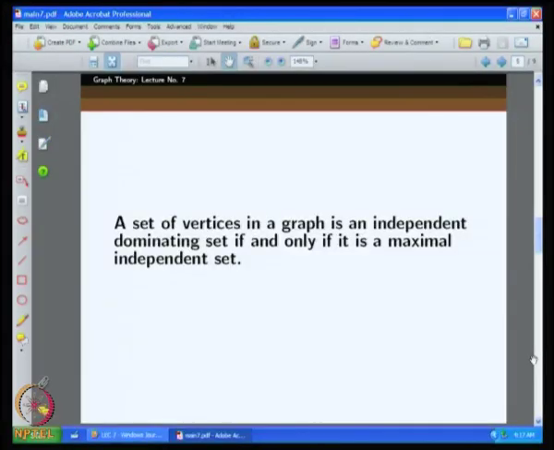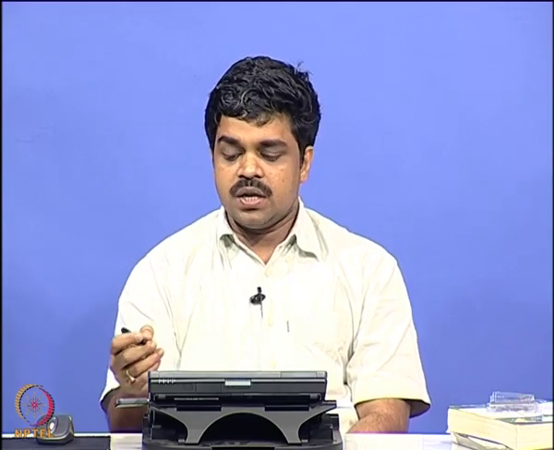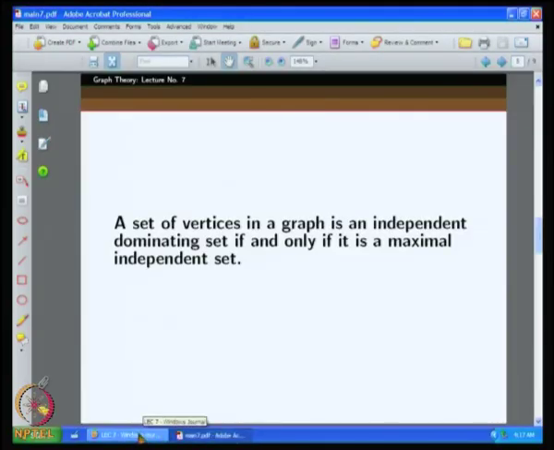So, the independent dominating set, I mentioned that an independent dominating set is actually a dominating set whose induced subgraph is independent. Now, I can say that it is essentially a maximal independent set. What does it mean? Maximal independent set means it is an independent set, but not any independent set will be a dominating set.